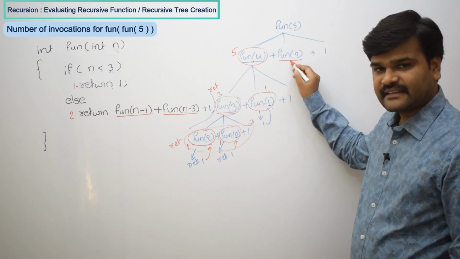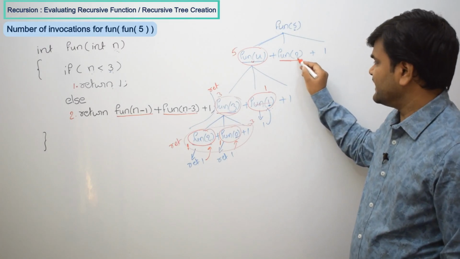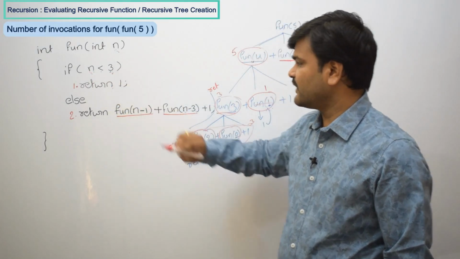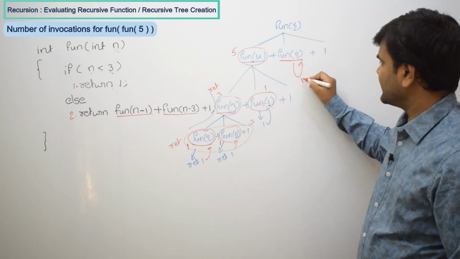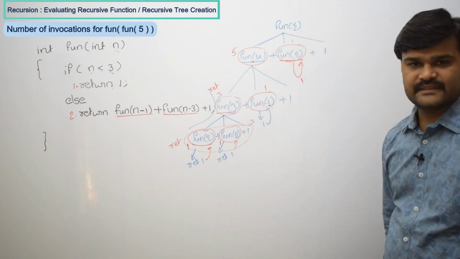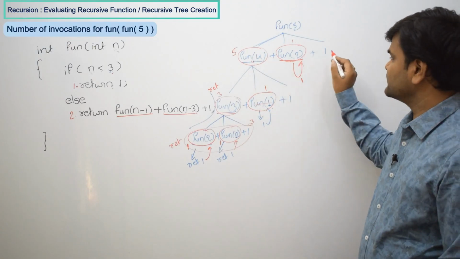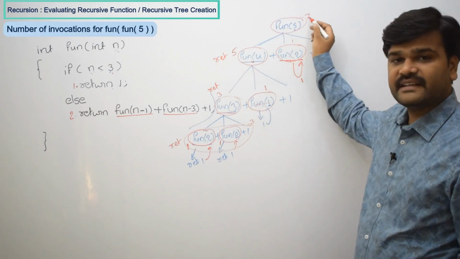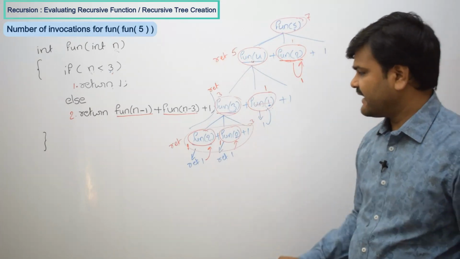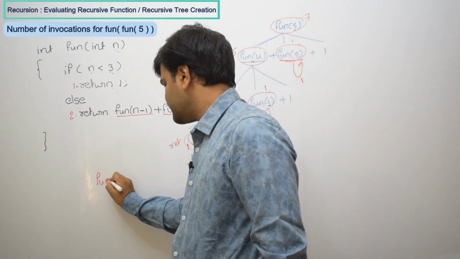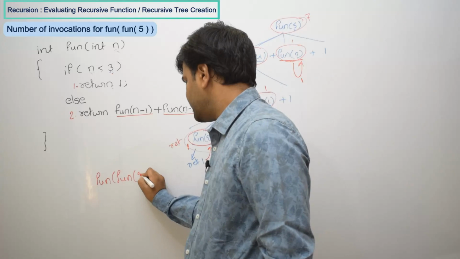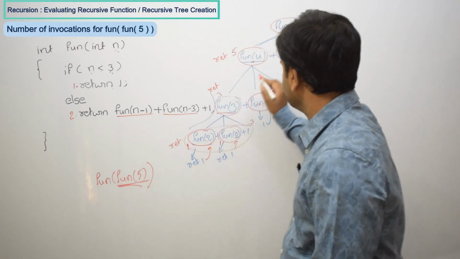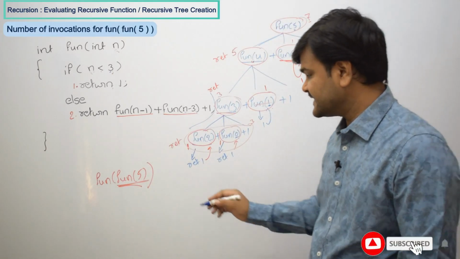Now what is the answer here? Fun of 2. n value is 2, 2 less than 3, condition true, return 1. So it is simply returning 1, replacing this whole place by 1. So now 5 plus 1, 7. This 7 is going to be returned wherever it is called. So actually we have a function called fun of 5. Now we executed this part, where the function call happened, so this 7 is going to replace in this position.